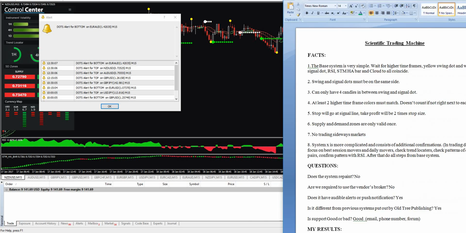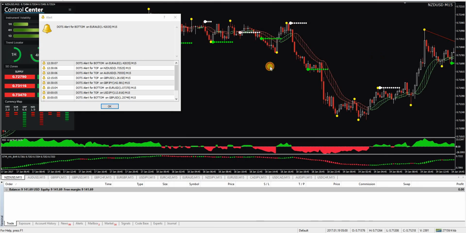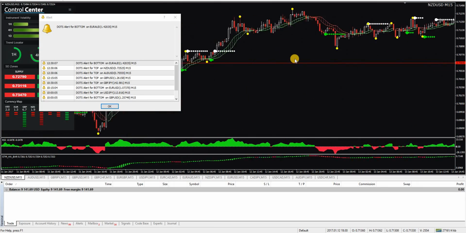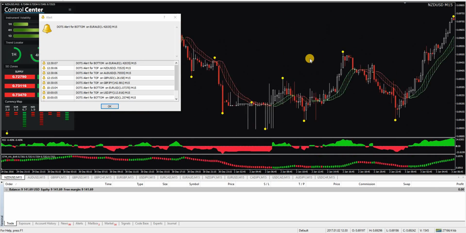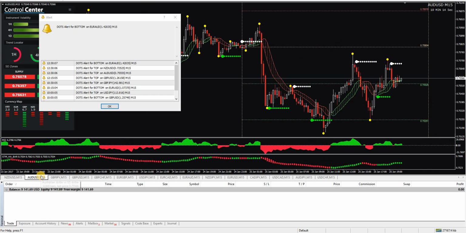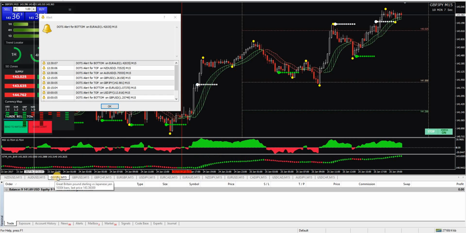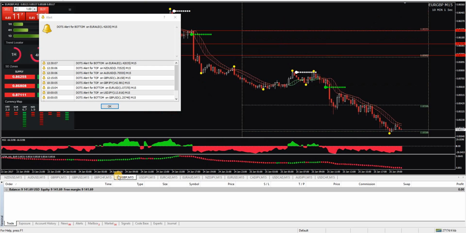All right, let's keep on moving here. Supply and demand zones are only valid once. Let me see if I can find one on the chart. Basically what that means is that once the market pushes through one of these supply and demand zones, it should disappear, because they'll no longer be valid because they've been broken.